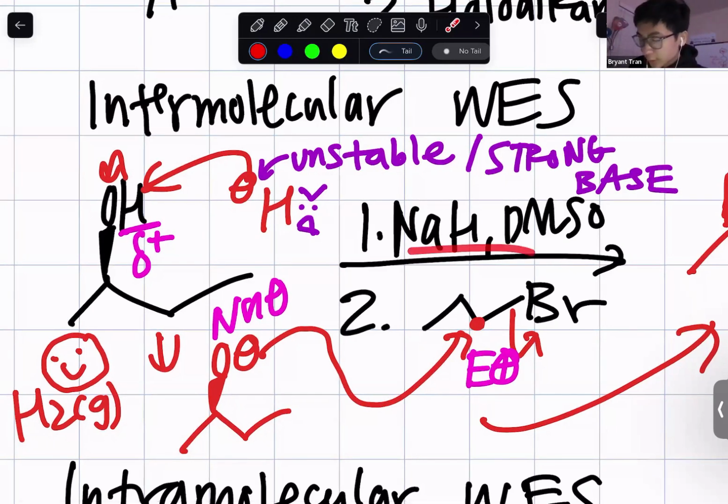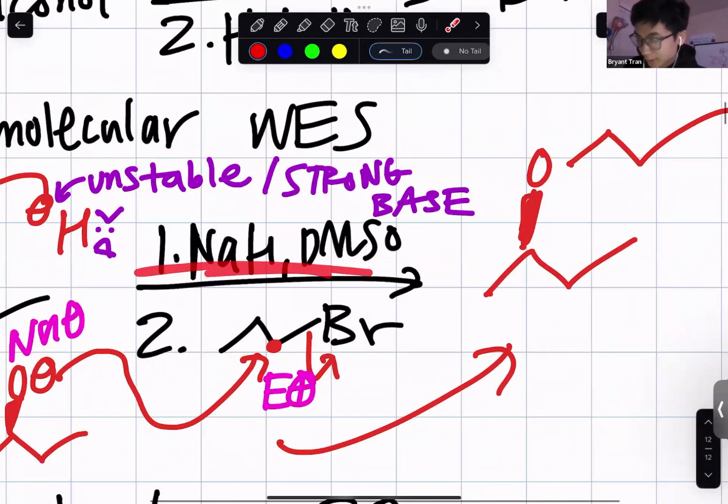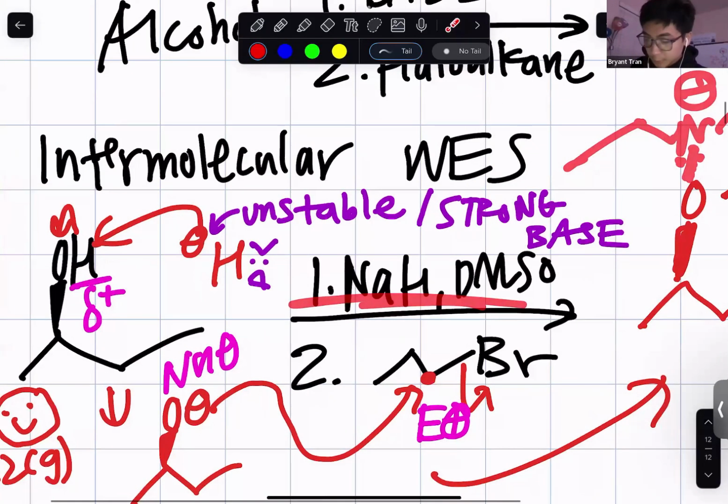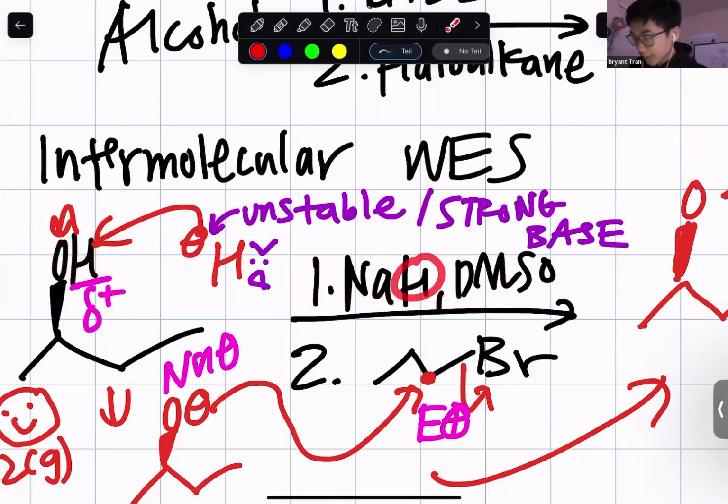Instead of NaH, you could use a strong base like LDA, right? Like this. Diisopropyl. Yeah, like that. Or any strong base that can deprotonate or rip off that hydrogen from this alcohol. Right. But usually I see NaH as a common reagent for this WES reaction.